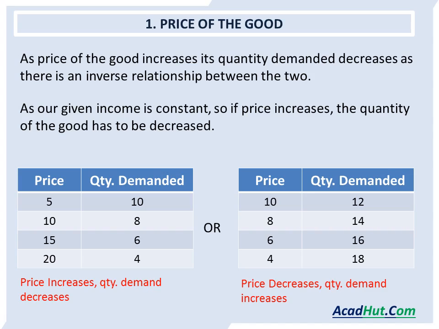Please mention the word quantity with demanded when we talk about the price. As our given income is constant, so if price increases, the quantity of the good has to be decreased. This can be shown through the following schedule.